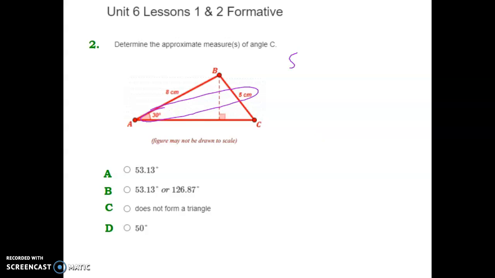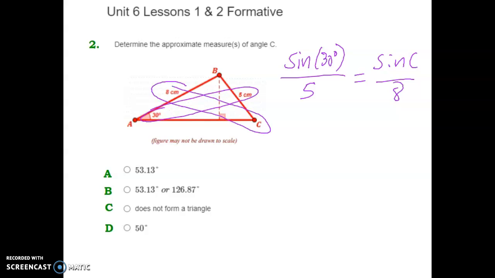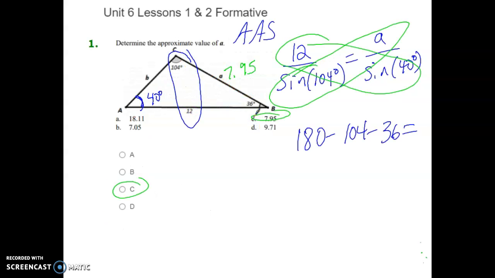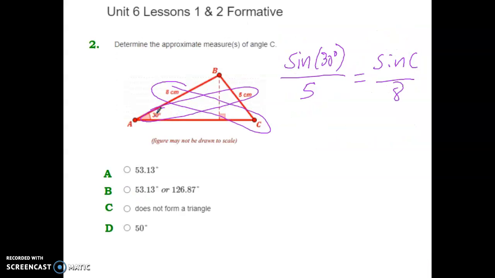So sine of 30, which you know is 1/2 from the unit circle, over 5 equals the sine of C over 8, right? All right, so now we're solving for angle C. The only reason we didn't have to do that in the last one is because we had 2 of the angles, so we could just subtract them from 180, get the missing angle. Here, however, we only have 1 angle and we have 2 unknowns, so we're going to have to solve for one of them using inverse trig.